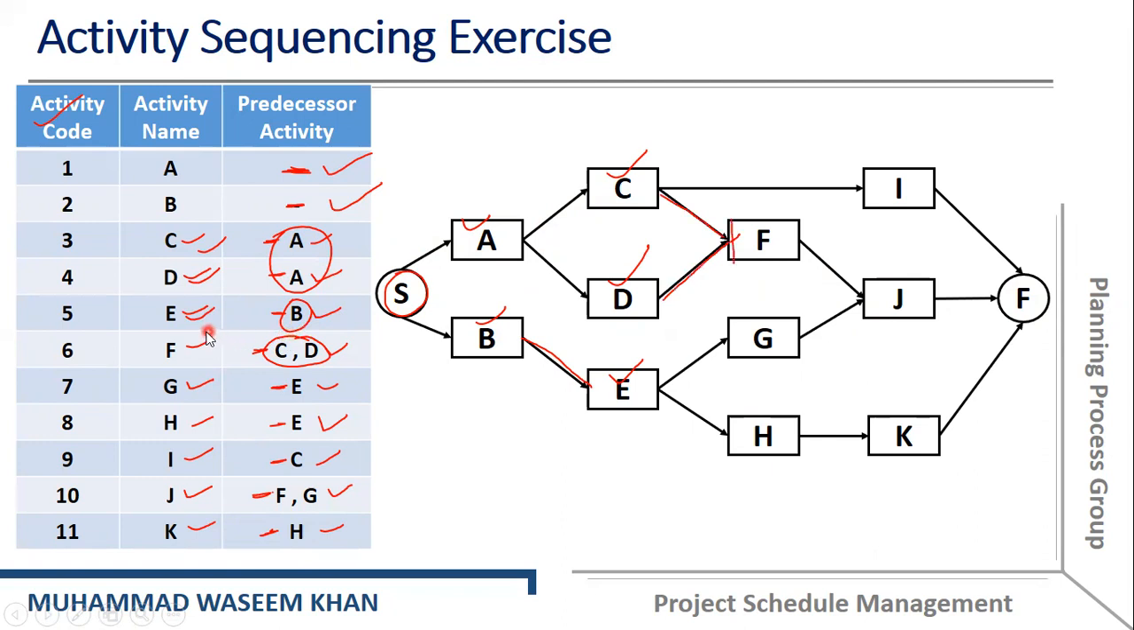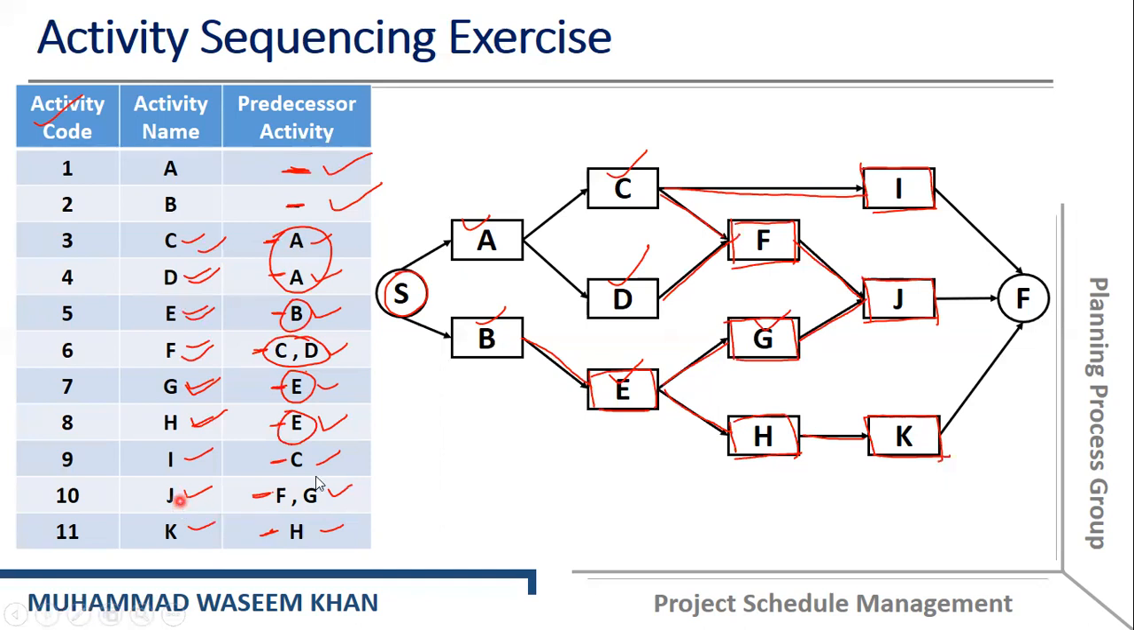If we look into the list, then we can see that activity E has a predecessor B, and activity F has a predecessor C and D. It means activity F depends on C and D. So this is activity F, it depends on activity C and activity D. Similarly, activity G depends on E and activity H depends on E. So you can see here activity G and H depend on E because they have a predecessor activity E. And similarly, activity I has a predecessor C. Okay, I depends on C.